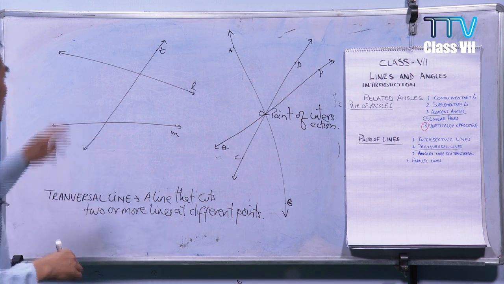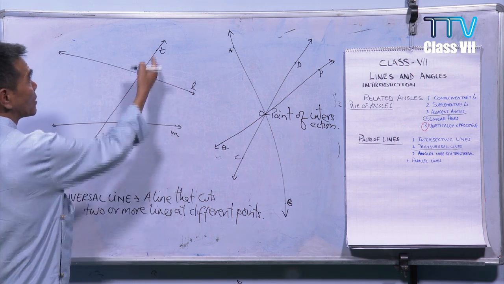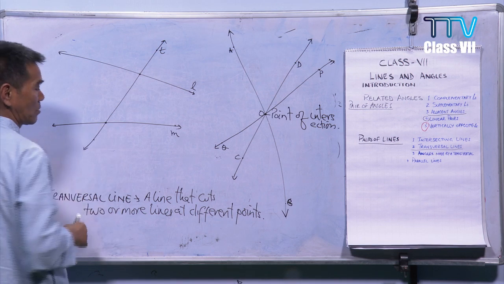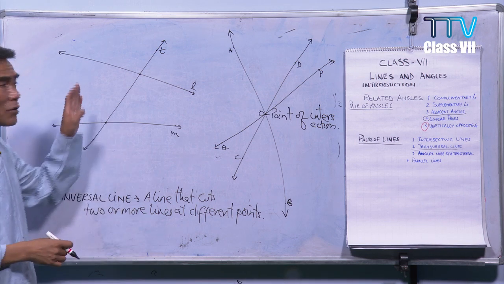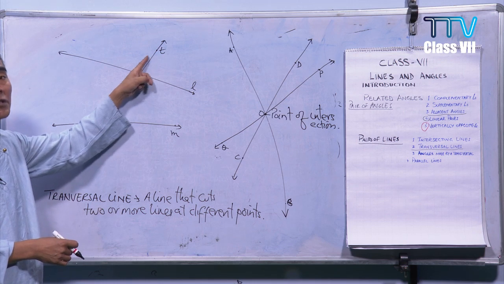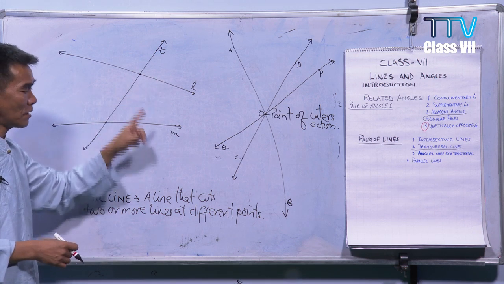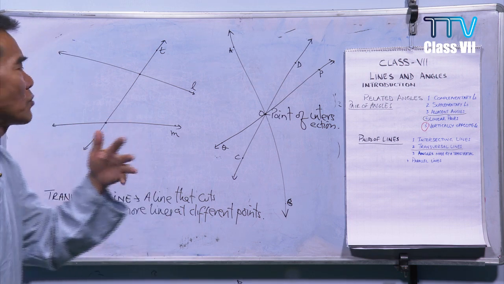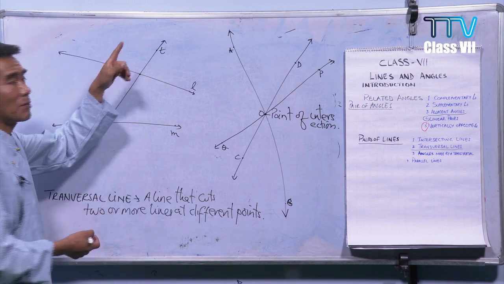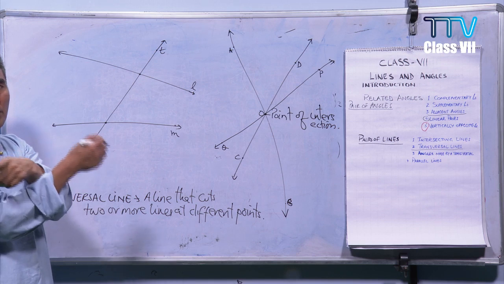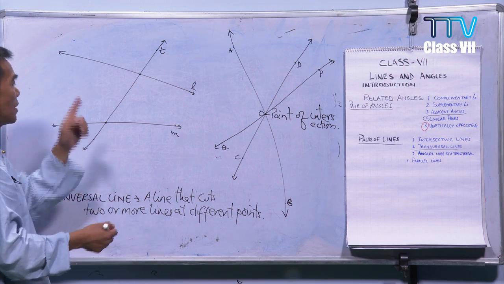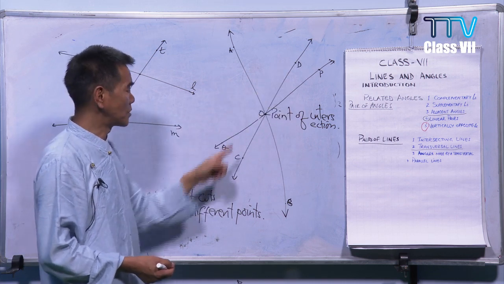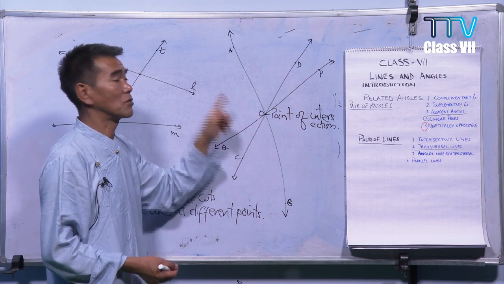Line T intersects line L and line M at two different points, and T is called the transversal line of line L and line M. A transversal line cuts the lines at different points. CD is not a transversal line.